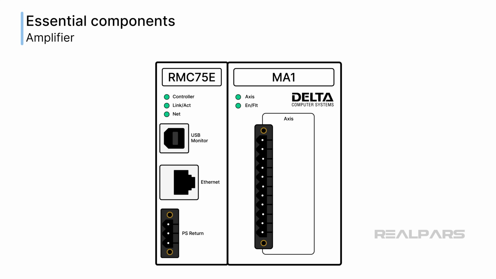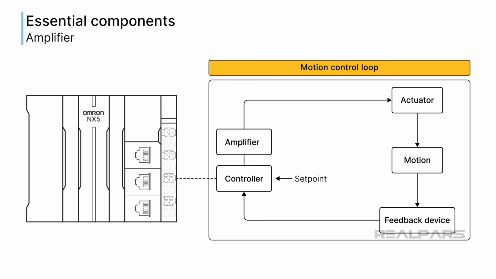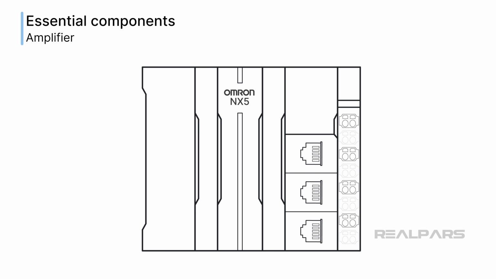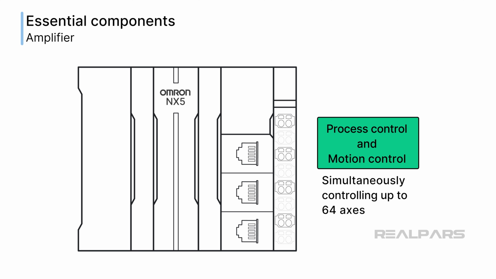The RMC75 requires an additional device, such as the Delta MA1, to provide the drive and amplification needed to move the actuator. Amplifiers convey the amount of current and voltage needed to drive the actuator. In other words, the amplifier receives information from the motion controller and relays it to the actuator through a driver. Vendors such as Omron offer multi-function controllers. The Omron NX5 can be both a process and motion controller while simultaneously controlling up to 64 axes.